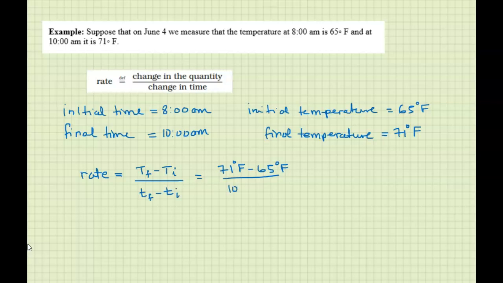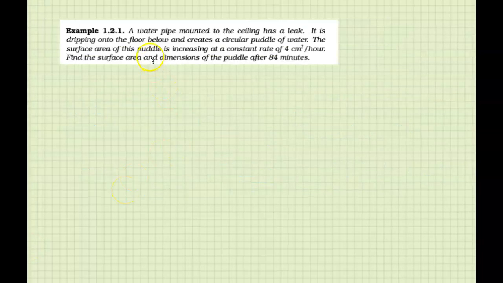Right? So this is 10 a.m. minus 8 a.m. Right? So 71 minus 65 is 6 degrees over 2 hours. So it's changed 6 degrees over 2 hours. So the rate will be 3 degrees Fahrenheit per hour. So that's the average rate of change of the temperature between those two times on June 4th. All right, let's look at another example.